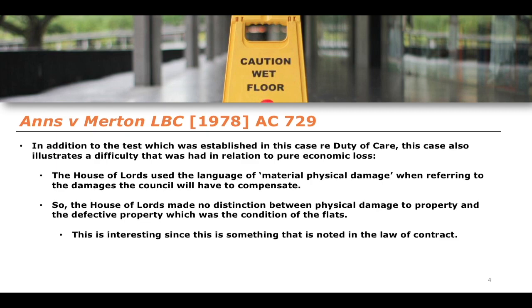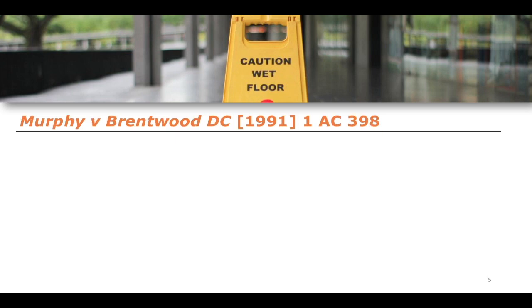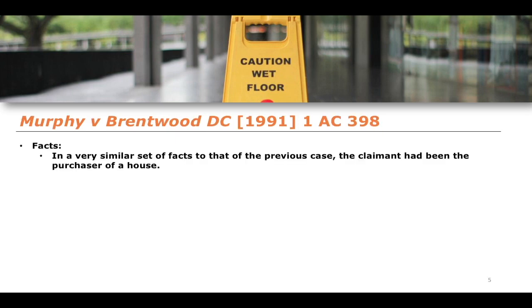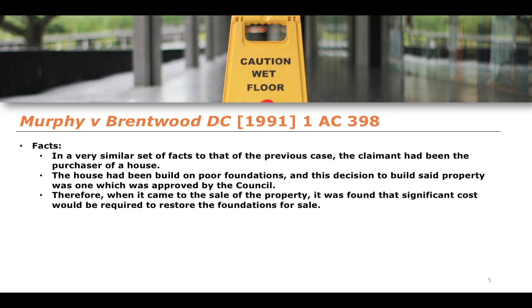Now, essentially, this is something that's interesting when we think about the law of contract, but ultimately this case is altered, okay? And the claim for actionable damage in negligence would later be rejected by the 1991 case of Murphy v Brentwood DC. In this case, you have a very similar set of circumstances, a very similar set of facts. Essentially, the claimant had been the purchaser of the house. The house, again, was built on poor foundations. The decision to build on said property was one which was approved by the council, so they had been negligent in making that approval, leading to the poor foundations on the property.